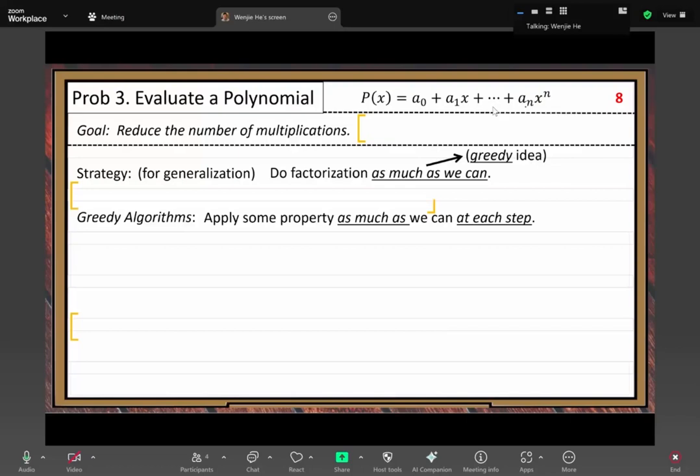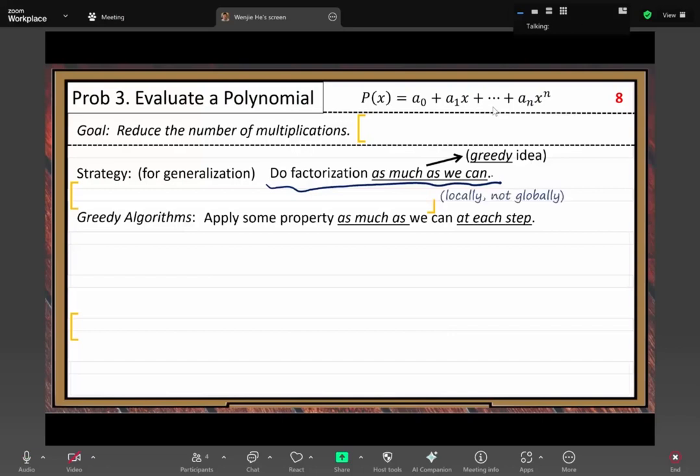So here, let me explain our greedy strategy. What is our greedy strategy here? Do factorization as much as we can. That's the greedy strategy, covering as many terms as we can.